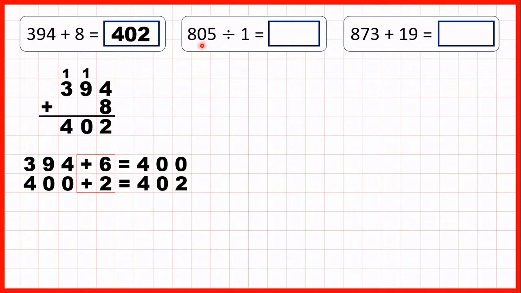Now, 805 divided by 1. Any number divided by 1 is just that number, so our answer is 805.